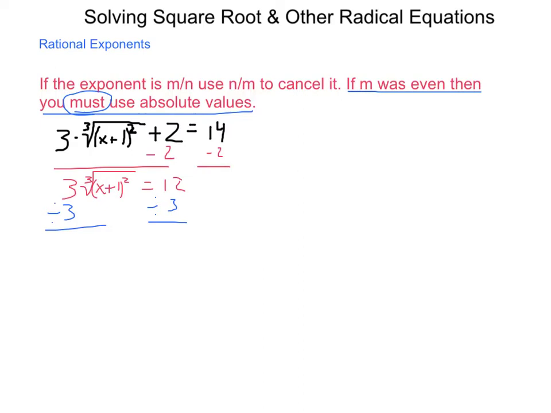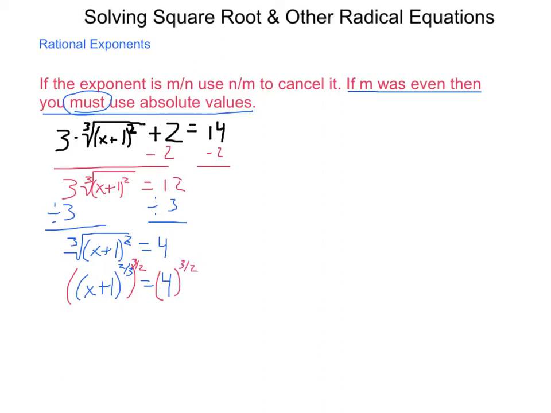And I come out with the cubed root of x plus 1 squared equals 4. Now, rewriting this with a rational exponent, I come out with the group x plus 1 to the 2/3 power equals 4. Now, in order to eliminate that 2/3 power, I'm going to raise both sides to the 3/2 power.